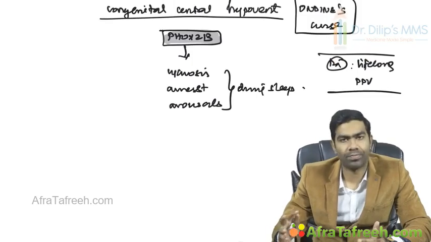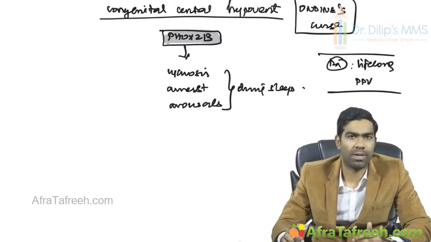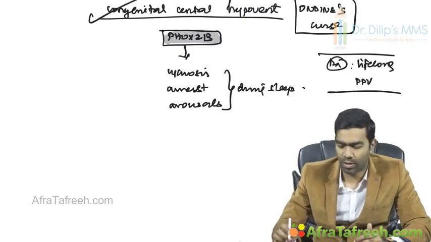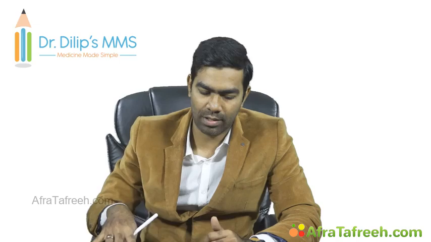But in central hypoventilation patients, it's generally better to prefer a BiPAP rather than a CPAP. That is bilevel positive airway pressure. Okay, so you can go for a lifelong positive pressure. That's the only option that these patients have. Otherwise, you cannot do anything.